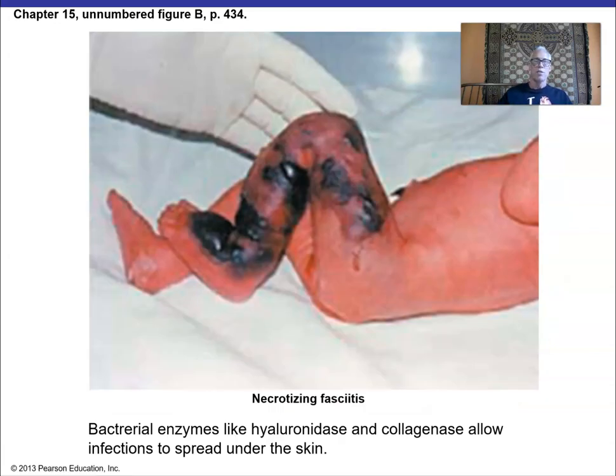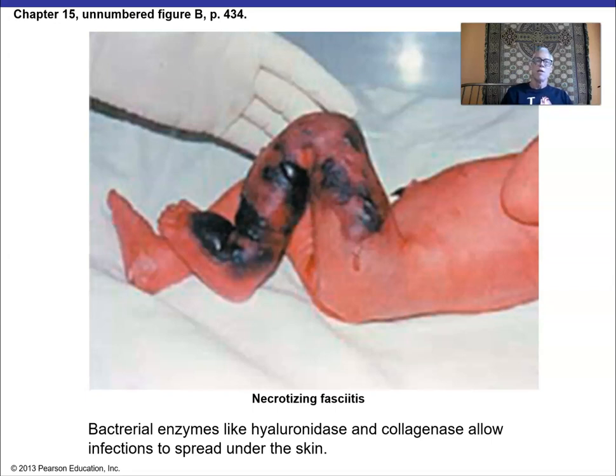Necrotizing fasciitis is a terrible, terrible disease with a very high mortality rate. It's when Streptococcus species, for example, get into the fascia between the skin and the muscle tissue below. There's really not much vasculature in there, so there's not much access by the immune system.